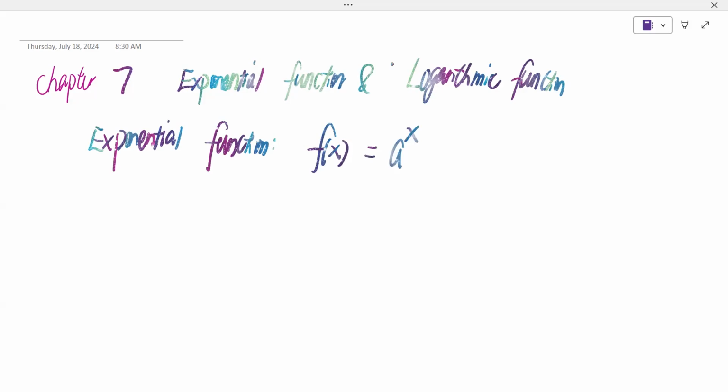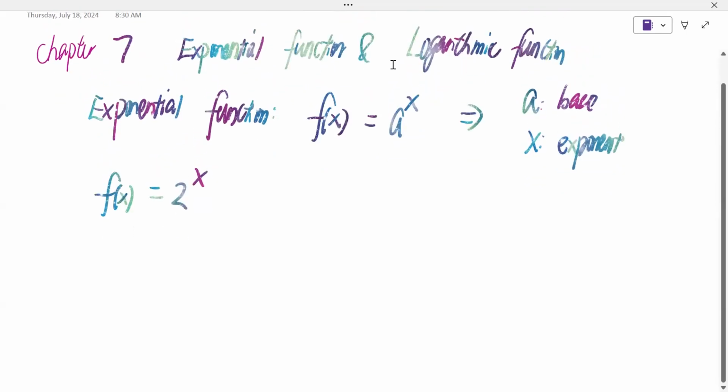So this is a very basic model, and right here, a is called the base, and x is called the exponent. Let's start with a very simple one. Let's say f of x equals a to the x. And typically, let's take a look at.